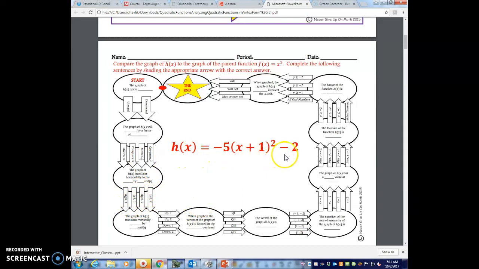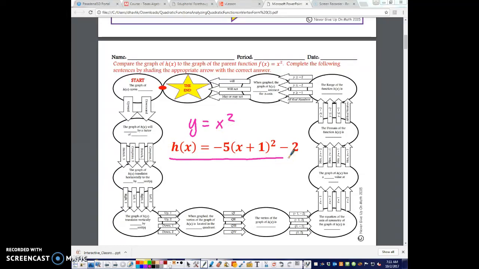You can type this into your calculator into y equals. I suggest first typing in y equals x squared because that's your parent function, and then typing all of this in. Okay, remember that this is a negative and this is a minus.